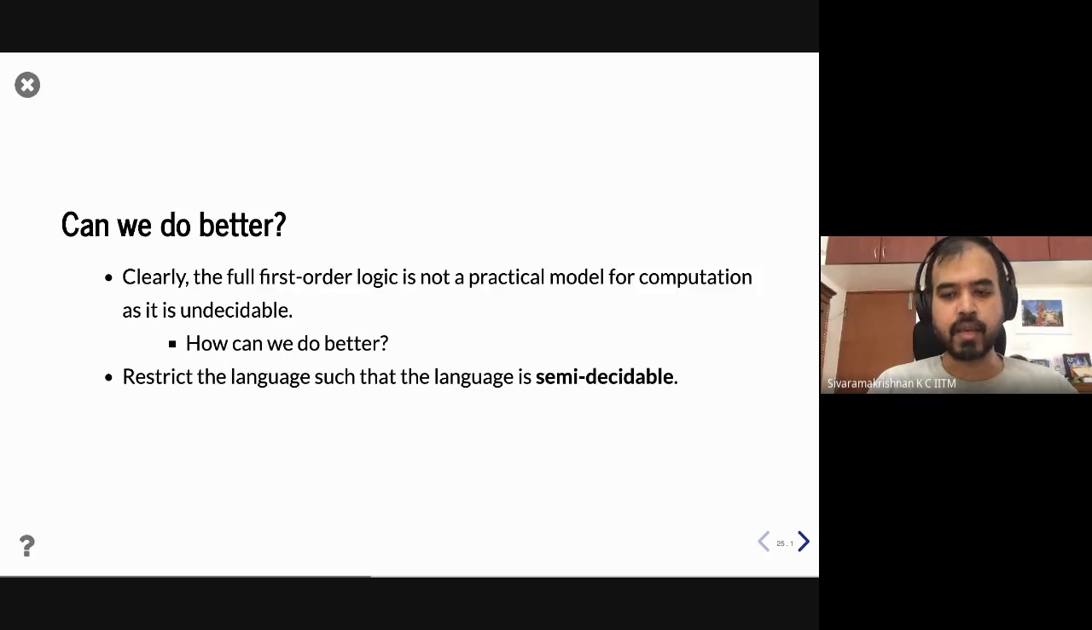So that's where we wanted to get to. And in this lecture, what we will do is we will see what that restriction looks like, why that is semi-decidable, and where Prolog comes from, right? So that's the rest of the lecture today.